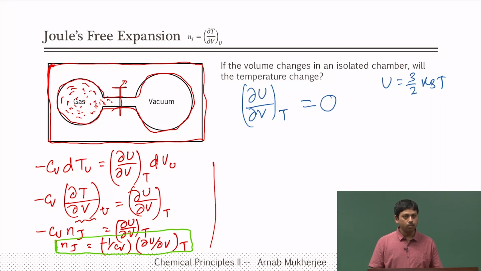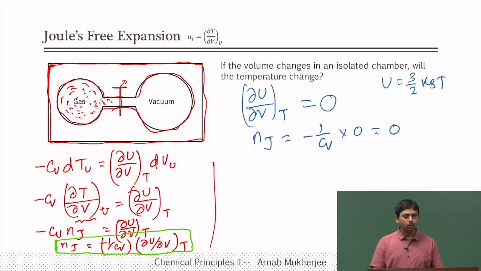So, when I change the volume, if my temperature is fixed, then U is not going to change. That is what this particular quantity tells us, that if the temperature is the same, U is always going to be the same, whether you change the volume or not. If U were a function of volume, then only U would change when volume is changed. But if U is not a function of volume, then how is it going to change? So, for an ideal gas, therefore, Nj is minus 1 by Cv into 0, which is equal to 0.